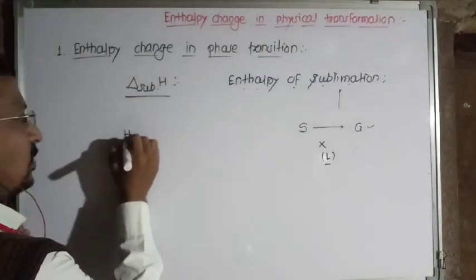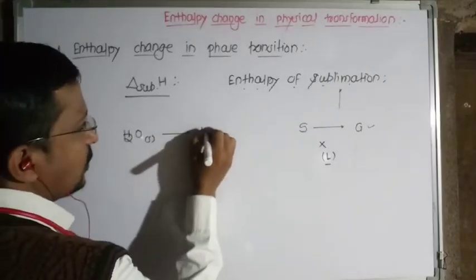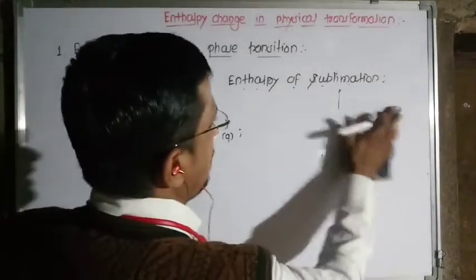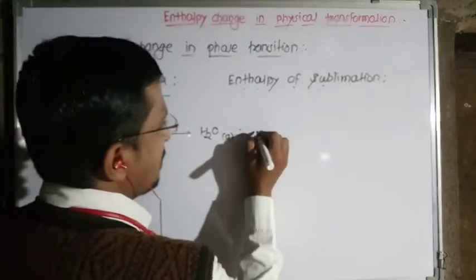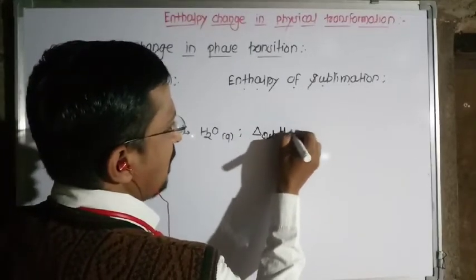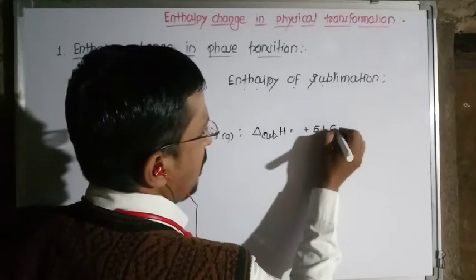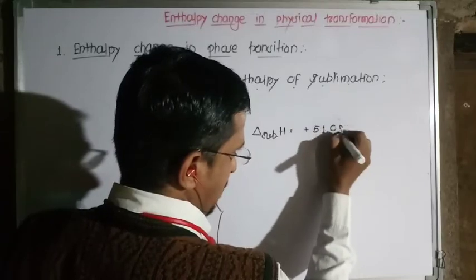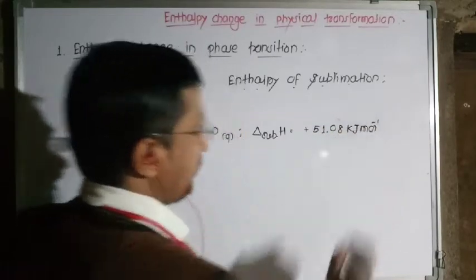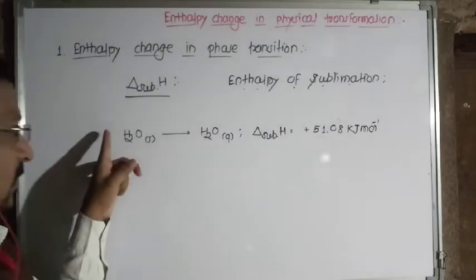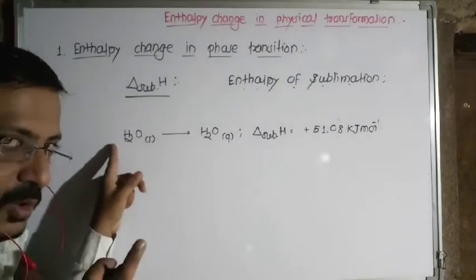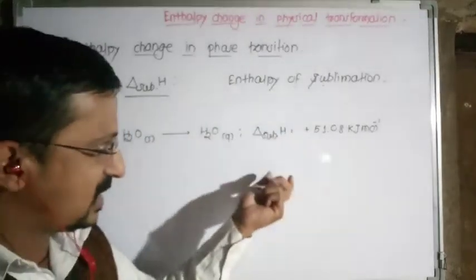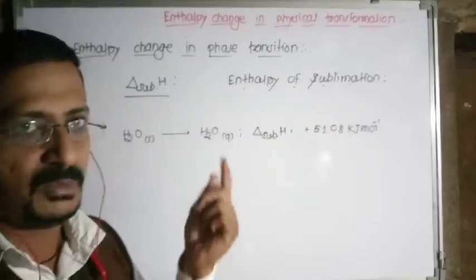Yes, H2O in solid state, and if it converts into H2O in gaseous state, then in this case the enthalpy of sublimation, delta sub H, is found to be plus 51.08 kilojoule per mole. Now remember well, to convert 1 mole of ice into its gaseous vapour, the enthalpy of sublimation is 51.08 kilojoule per mole at 0 degrees Celsius.